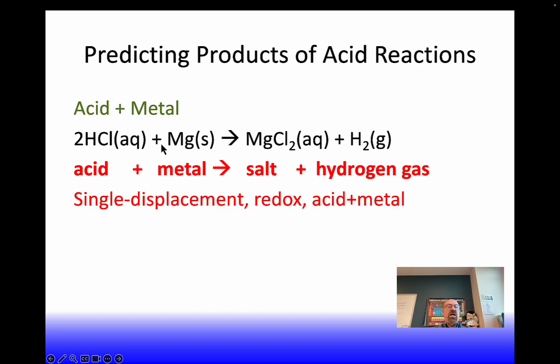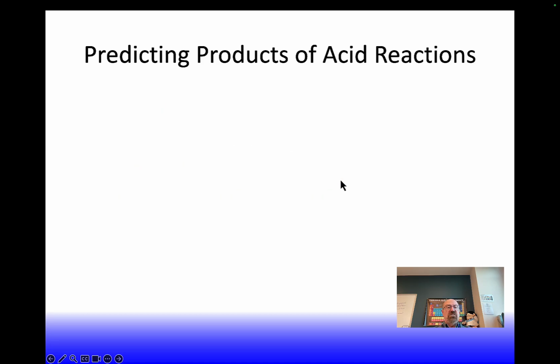Look, here magnesium has an oxidation number of 0. Here magnesium ion has an oxidation number of +2. Here the hydrogen ion has an oxidation number of +1, but here it's elemental hydrogen, it's got an oxidation number of 0. So magnesium has lost electrons, so it's oxidized, and hydrogen has gained electrons, so it's reduced.